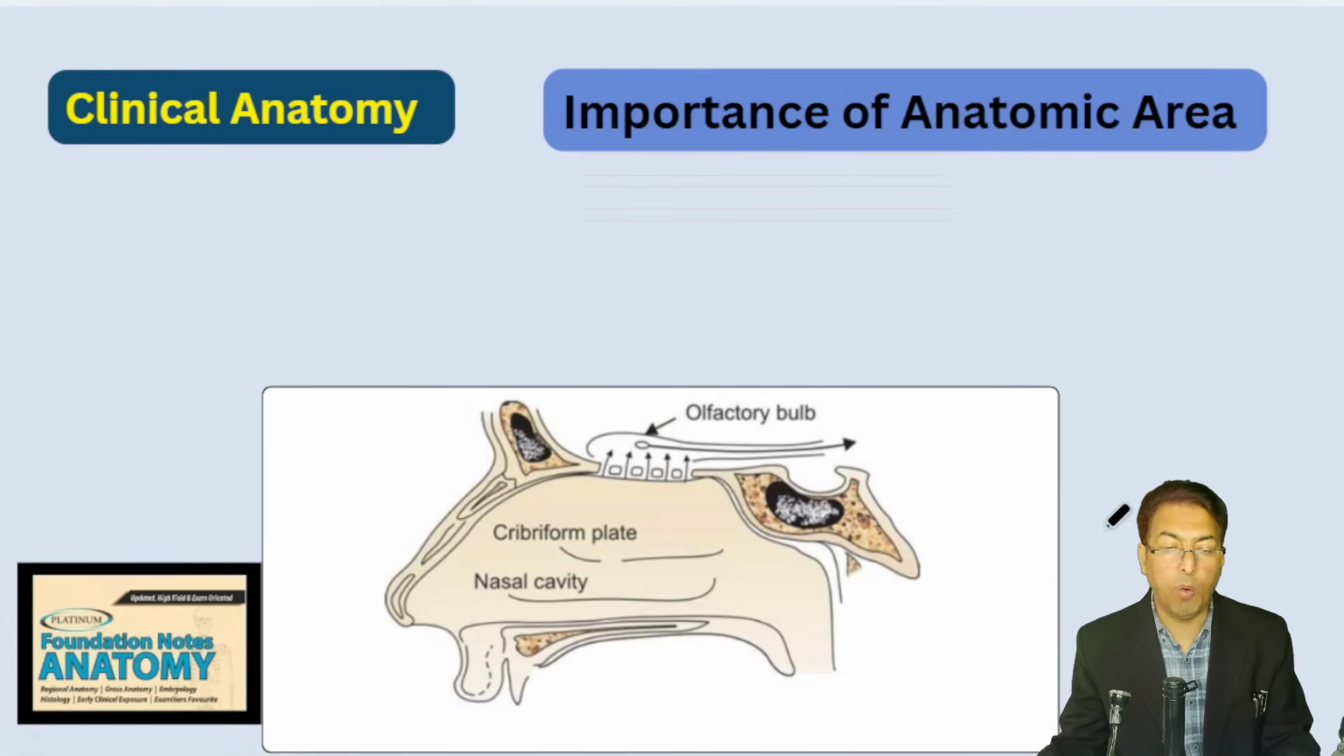Now, over here you see the importance of certain anatomic areas. What is the importance of the cribriform plate of ethmoid? What is the importance of the mastoid process? What is the importance of any other area like the clivus? What is the importance of the pituitary fossa? So these are some important areas, say the lateral wall of the nose. What can happen if there is damage to these areas?